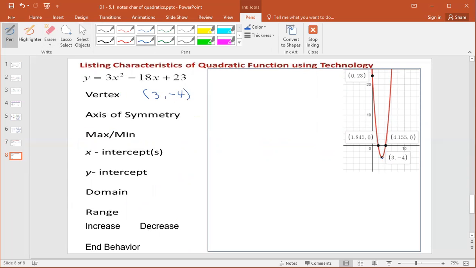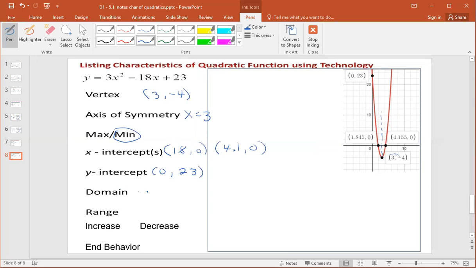That axis of symmetry is coming right up the middle, and that is at 3, so x = 3. It's always the x value of the vertex. This is a minimum because it is the lowest point. It's identified my x-intercepts for me, so (1.8, 0), and the other one is (4.1, 0). The y-intercept is way up here at 0.23.